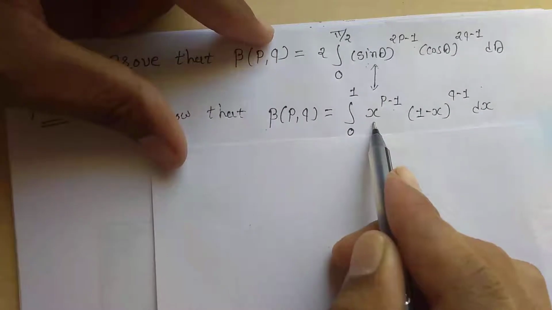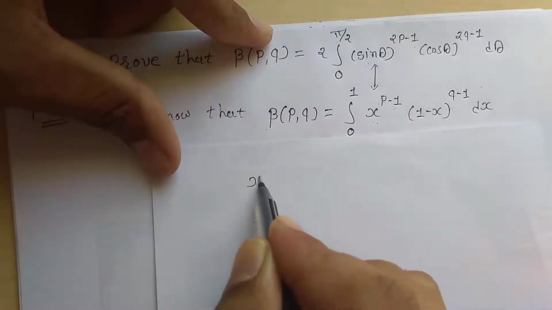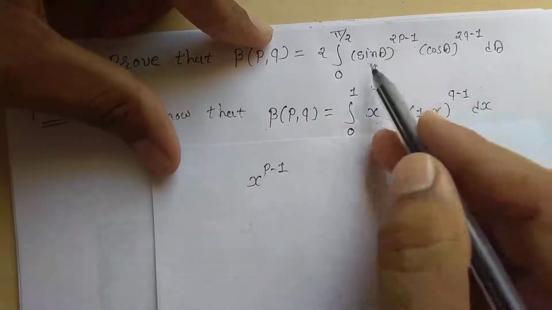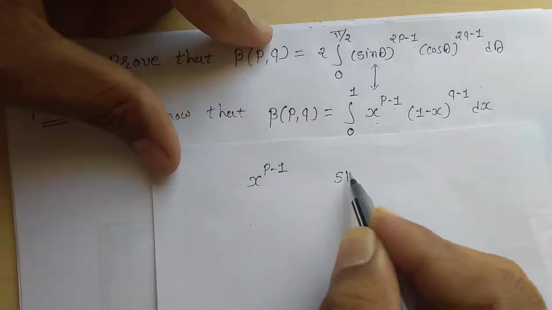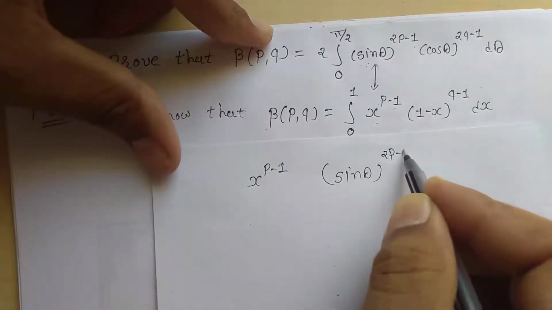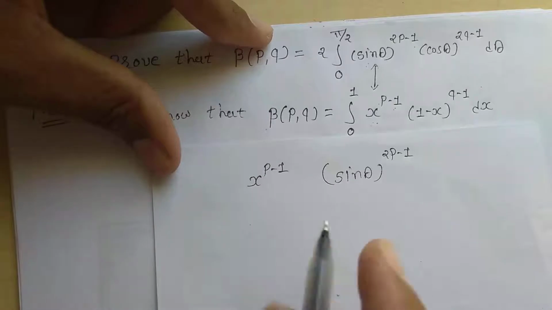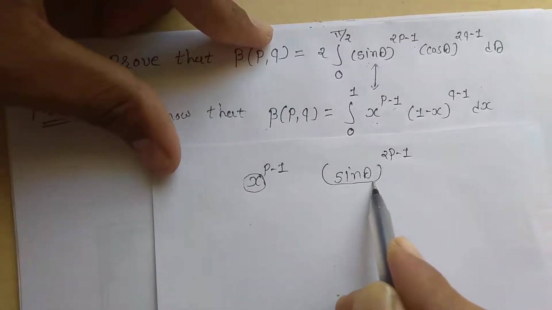Let us see, here x raised to p minus 1 and here sin theta raised to 2p minus 1. Here base is x and here base is sin.